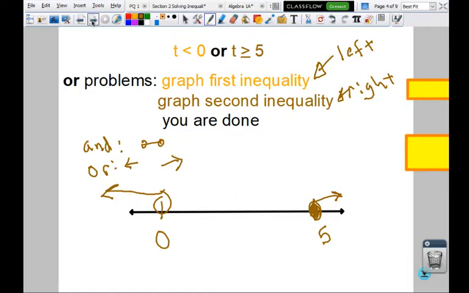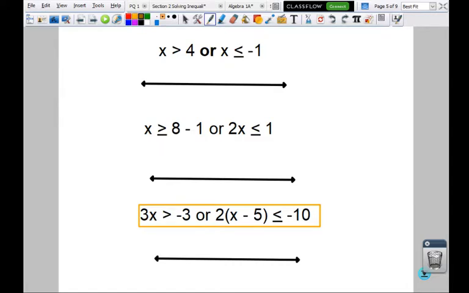So let's do one more or problem. Actually, yeah. But we're gonna skip this first one. This is a long one.